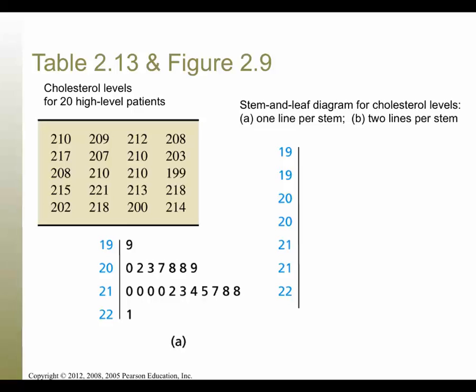Okay, so stem and leaf diagrams. This is cholesterol levels for 20 high-level patients. This is an example of 1 line per stem, meaning here's a stem. We just have 1 stem for all the ones that start with 19, and then 1 stem for all the ones that start with 20.